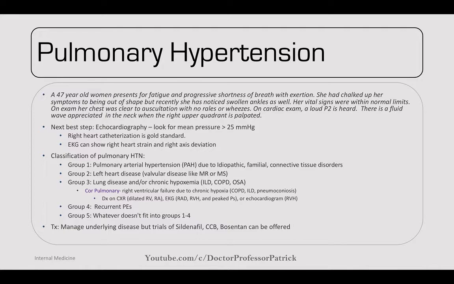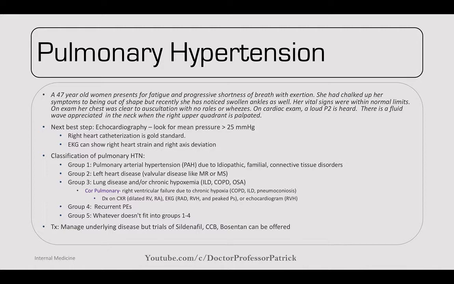Group 2, which is the most common cause, is left heart disease, so valvular diseases like mitral regurg or mitral stenosis. Group 3 is lung disease and chronic hypoxemia, so interstitial lung disease, COPD, or obstructive sleep apnea can all lead to it. Cor pulmonale is right ventricular failure due to chronic hypoxemia.